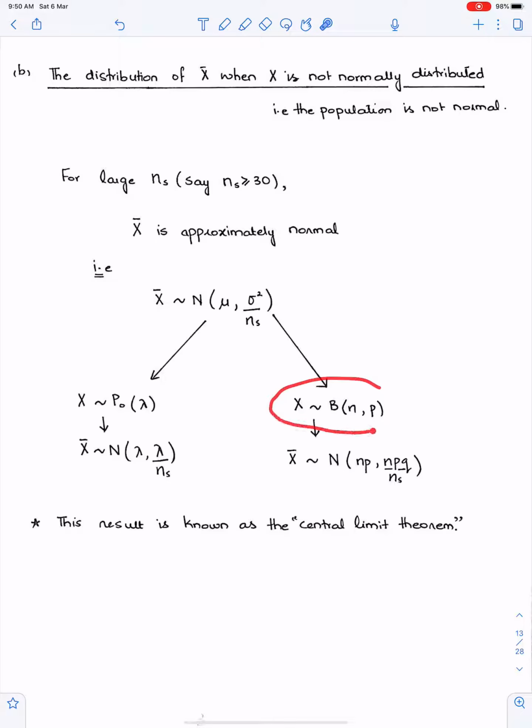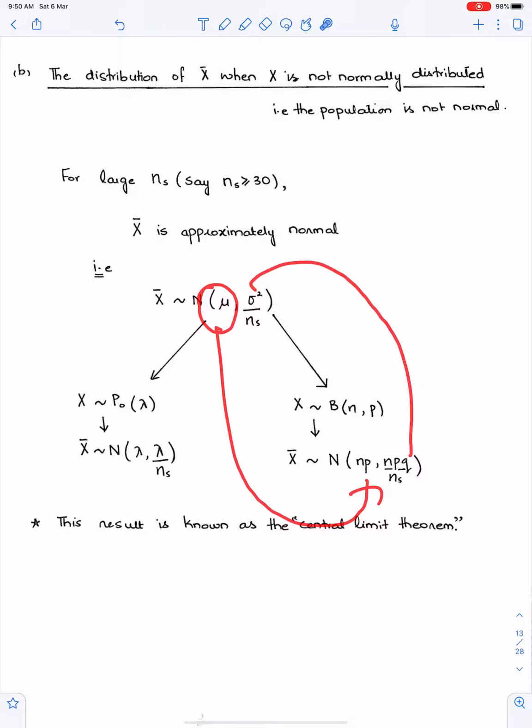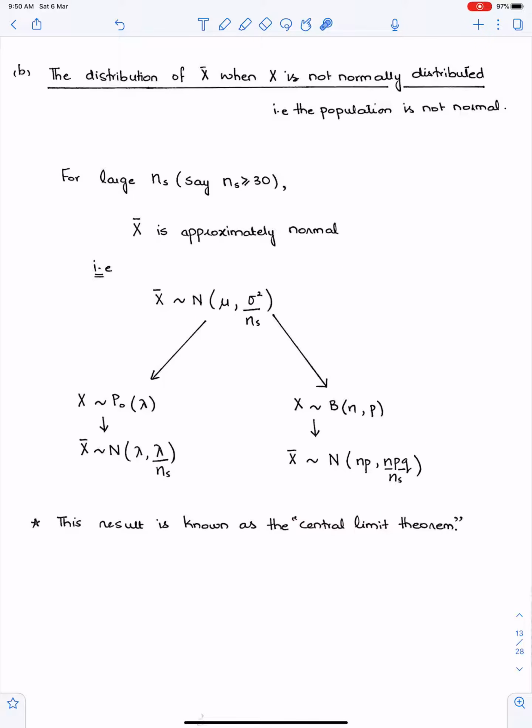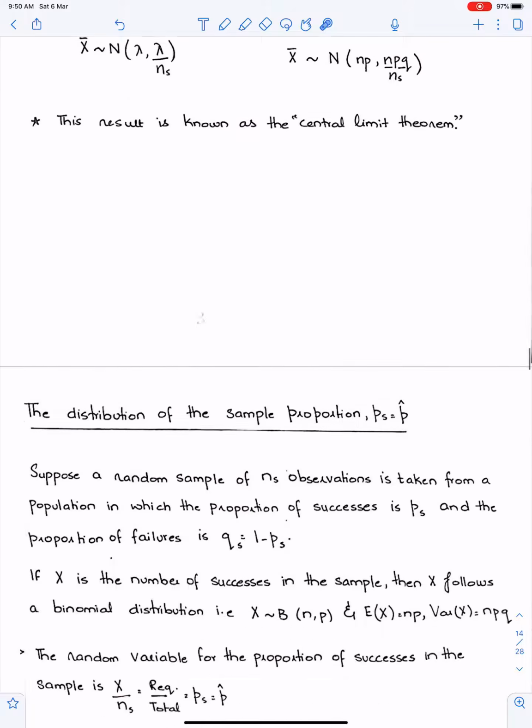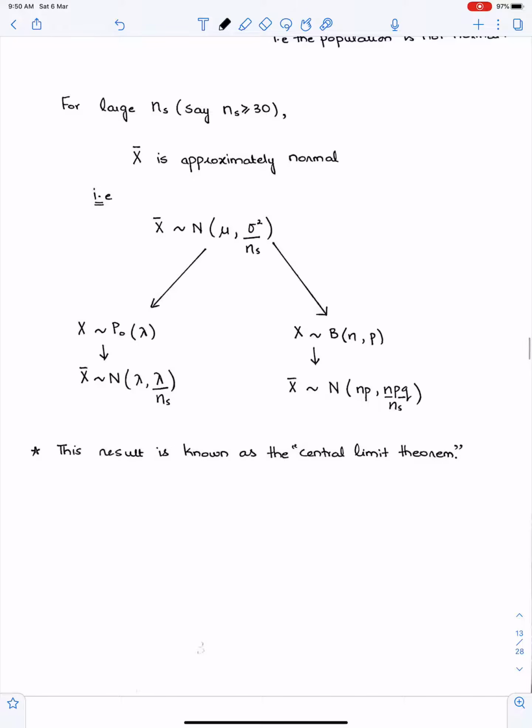What if the population was binomial? Not normal means it could be binomial, but for large samples, the distribution of x bar will always be normal. The mean of binomial is np and the variance of binomial is npq. So you need to replace mu by np and sigma square by npq. And you don't need to do continuity correction because the distribution of x bar is normal. When the distribution is normal, we don't do continuity correction. So this is very important. Don't do continuity correction here.